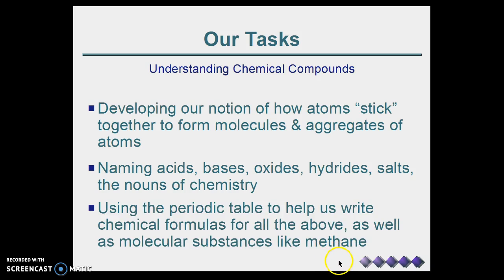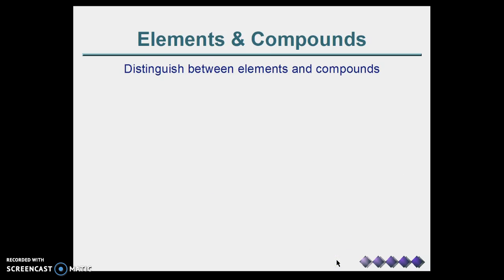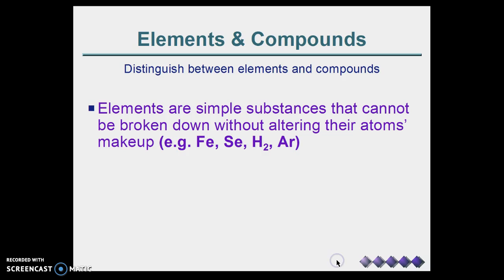And we need to use the periodic table to help us write chemical formulas, as well as for ionic and molecular substances. We're not going to learn all of that in this particular talk, but we'll learn a lot of it. First of all, distinguish between elements and compounds.